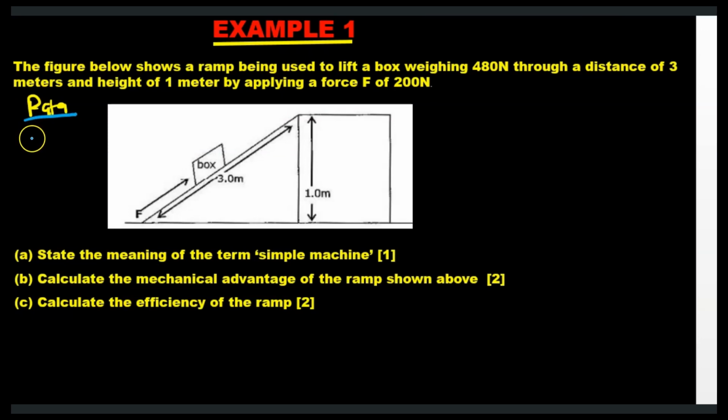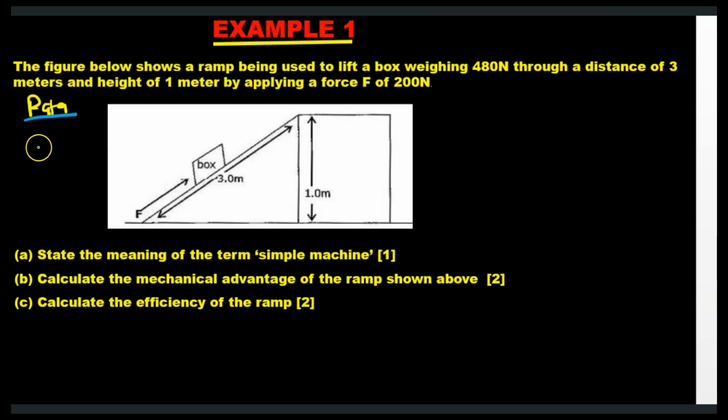The first question is to state the meaning of a simple machine. We've just defined a simple machine previously, so when solving this question, we are going to skip question A on this particular example. Instead, we'll move to the second question, that is, calculate the mechanical advantage. So what information do we have?